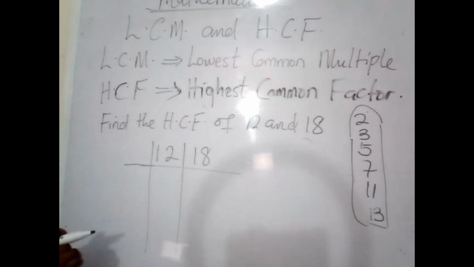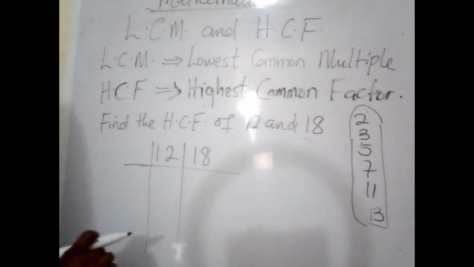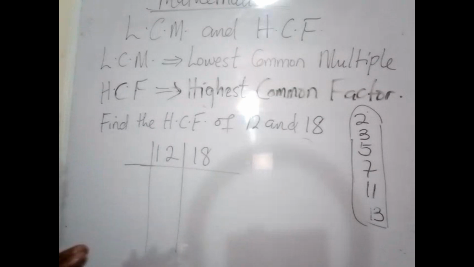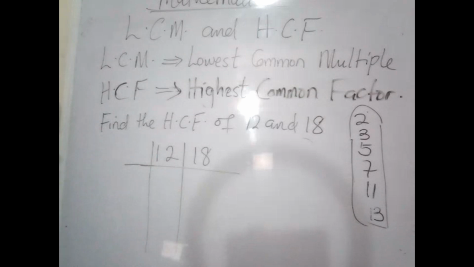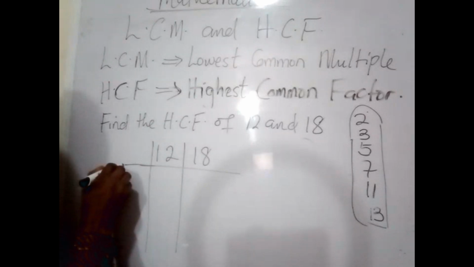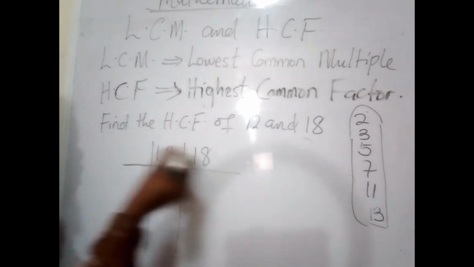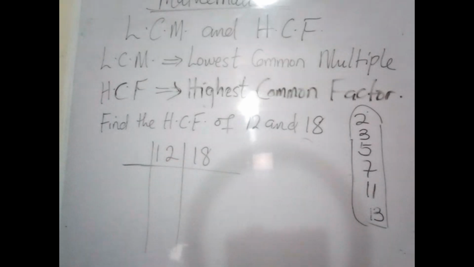So you write out the numbers like this, and then you start with the lowest. Like in the case of the LCM, we start with the lowest prime factor until you divide out everything. But in the case of HCF, that is not the case. What happens is you have to look for the prime factor that can divide the two numbers. Whenever you get to the point that you cannot find a prime factor that will divide the two numbers, you're going to stop there.